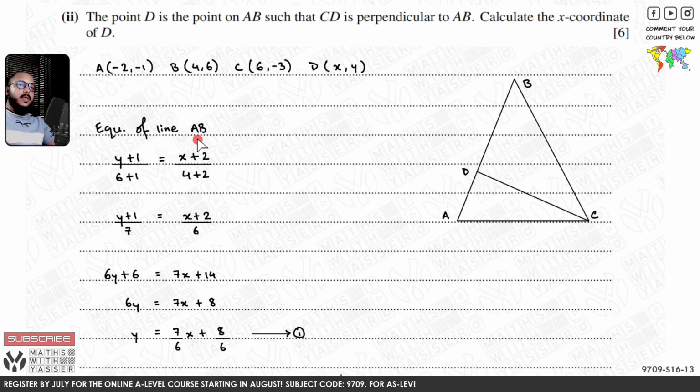So for the equation of line AB, we can use the formula where we know 2 points: y minus y1 over y2 minus y1 is equal to x minus x1 over x2 minus x1. That gives us y plus 1 over 6 plus 1 equals x plus 2 over 4 plus 2. Simplifying this, we get y plus 1 over 7 equals x plus 2 over 6. After cross multiplication, we get 6y plus 6 equals 7x plus 14. So 6y equals 7x plus 8. So y must be 7x over 6 plus 8 over 6. Let's consider this equation 1.